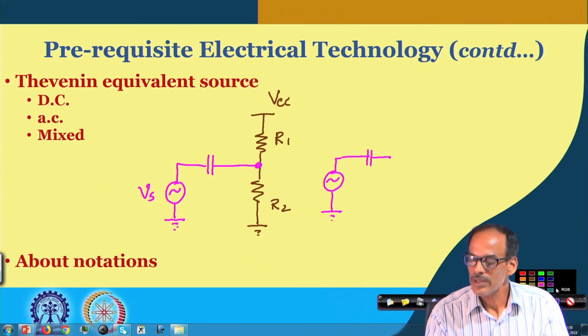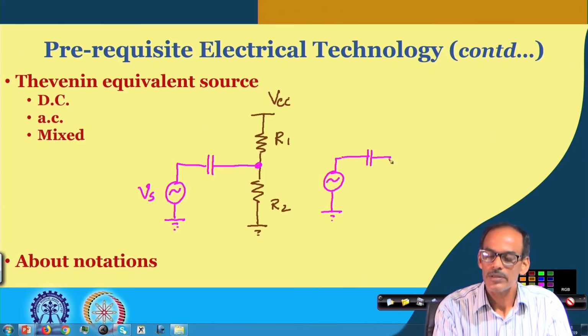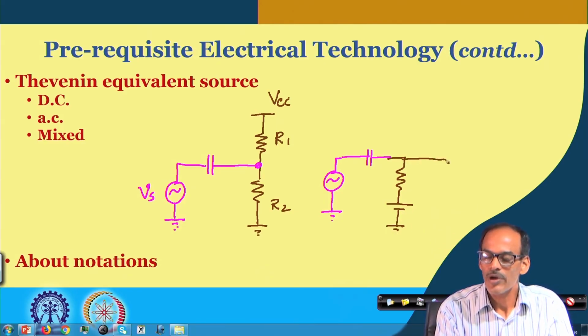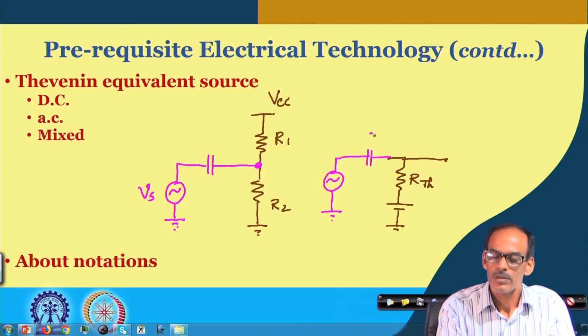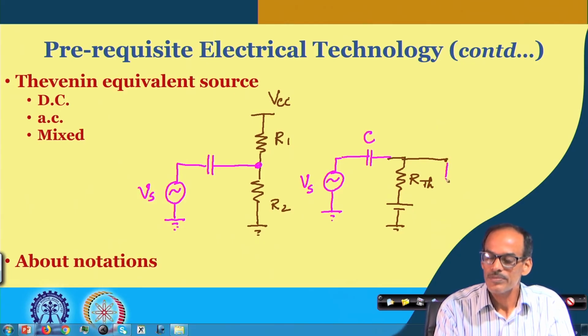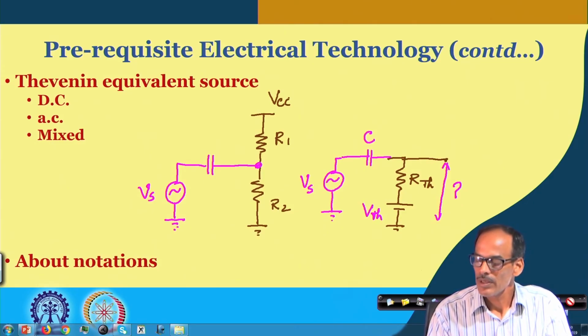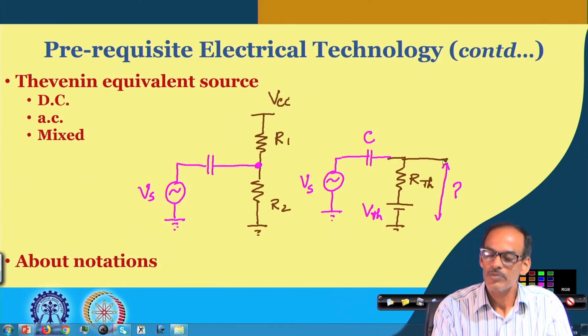And then in addition to that we do have the DC part, we do have the Thevenin equivalent resistance and Thevenin equivalent voltage source. So, at this point we do have RTH, we do have the capacitor, and then we do have the signal. So, what kind of situation will you find here at this node? Of course, we do have the VTH.